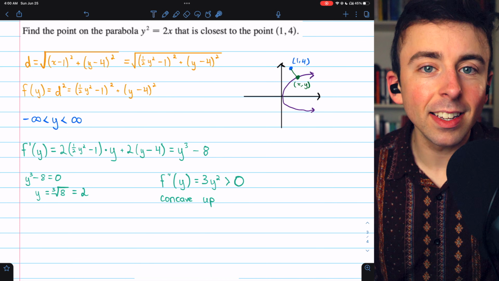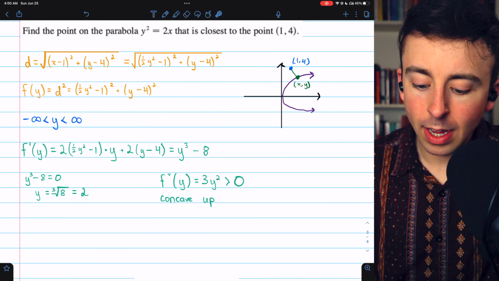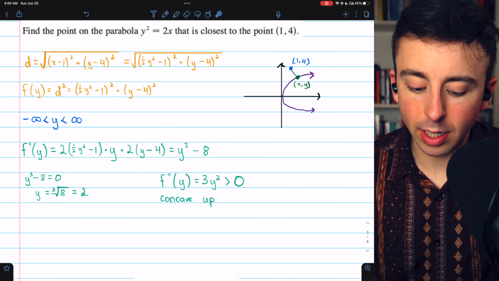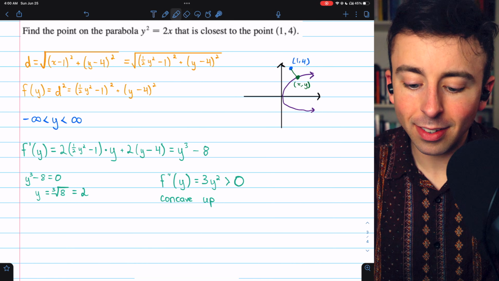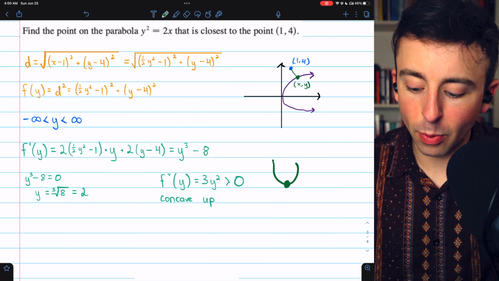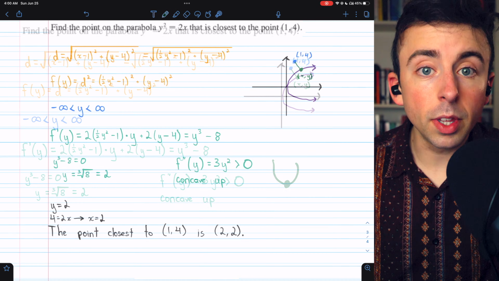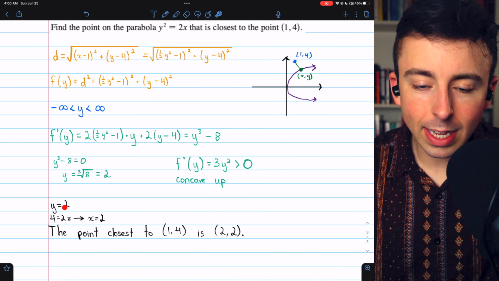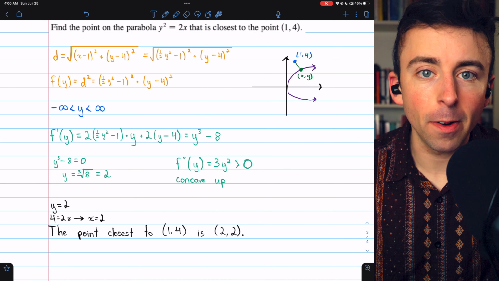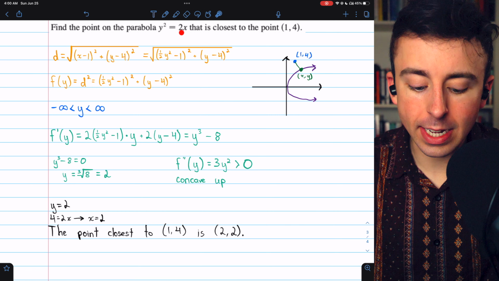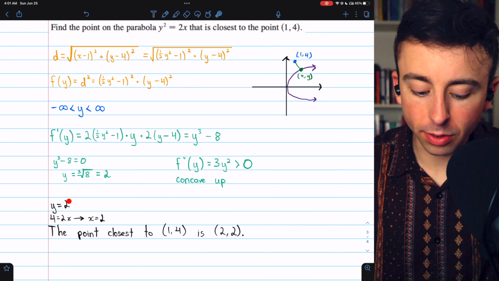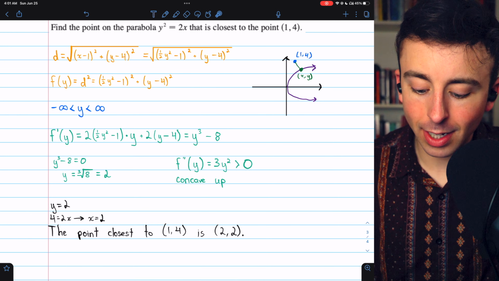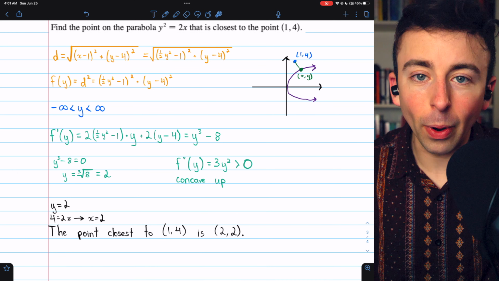If we take the second derivative to assess the concavity, the second derivative is 3y squared, which is going to be positive at y equals 2. Thus, the function is concave up, and so indeed we've found us a minimum. So the distance between the parabola and the point 1,4 is minimized when y equals 2. What's the x-coordinate there, though? Well, since y squared equals 2x, when y equals 2, x is forced to be 2. So the point on the parabola closest to 1,4 is the point 2, 2.